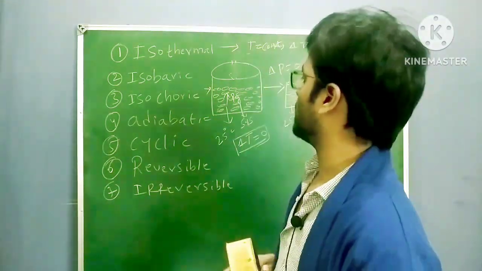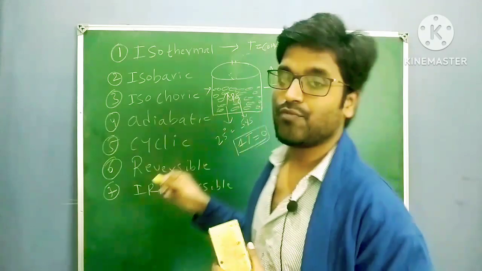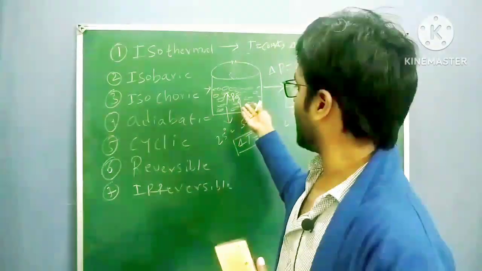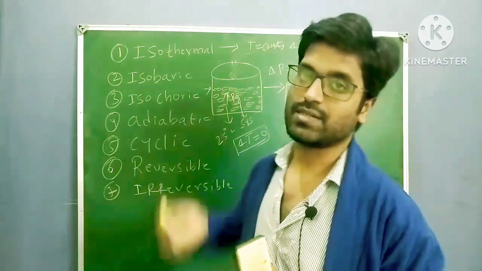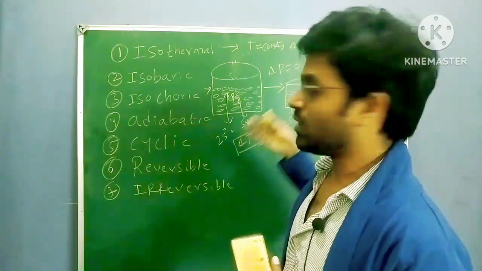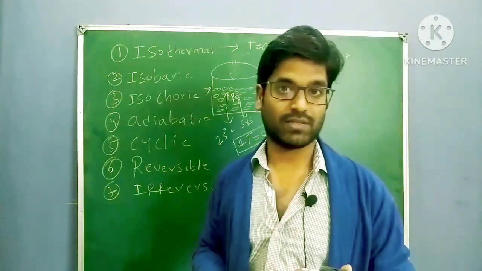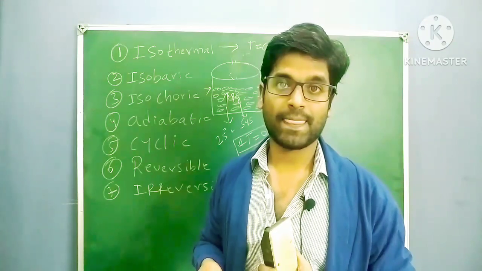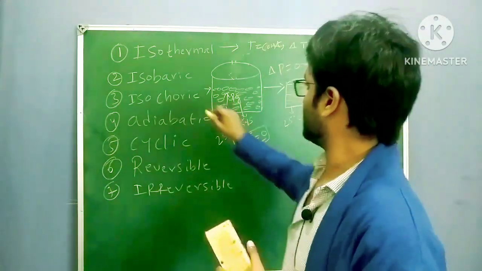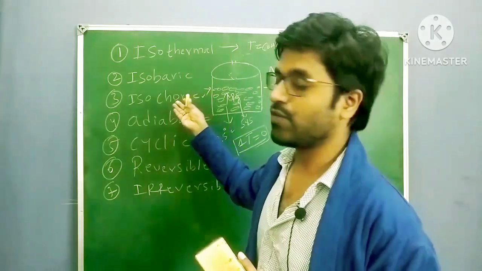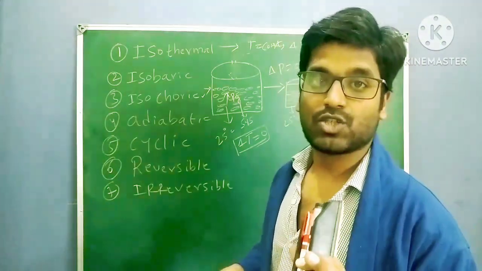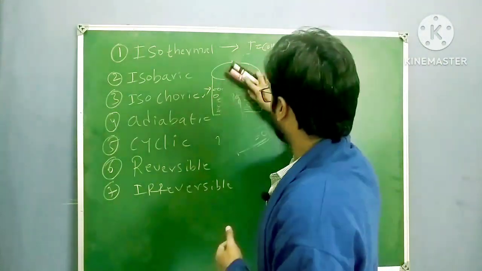In the same way, the isochoric process. Now I'm fixing the volume, not pressure and temperature. So here the volume, suppose you take 5 liters. After applying some operation, now this system volume is also 5 liters. So volume is constant, so delta V, 5 minus 5, is 0. So delta V equals 0, that is called an isochoric process. So V equals constant, delta V equals 0, that is an isochoric process.